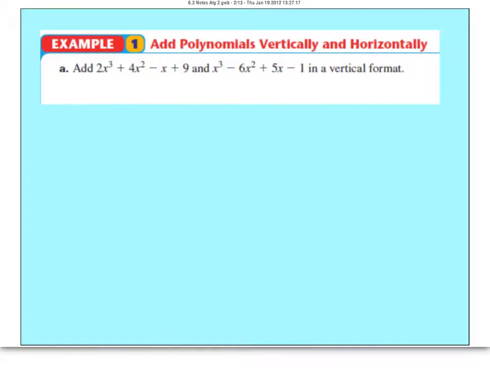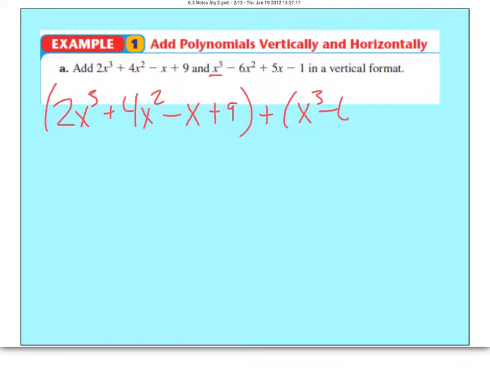Let's start by adding these two polynomials together, and I'm just going to write it in this fashion. 2x cubed plus 4x squared minus x plus 9. By the way, this is a third degree polynomial, and I'm going to add to it another third degree polynomial, put it in parentheses, x cubed minus 6x squared plus 5x minus 1.